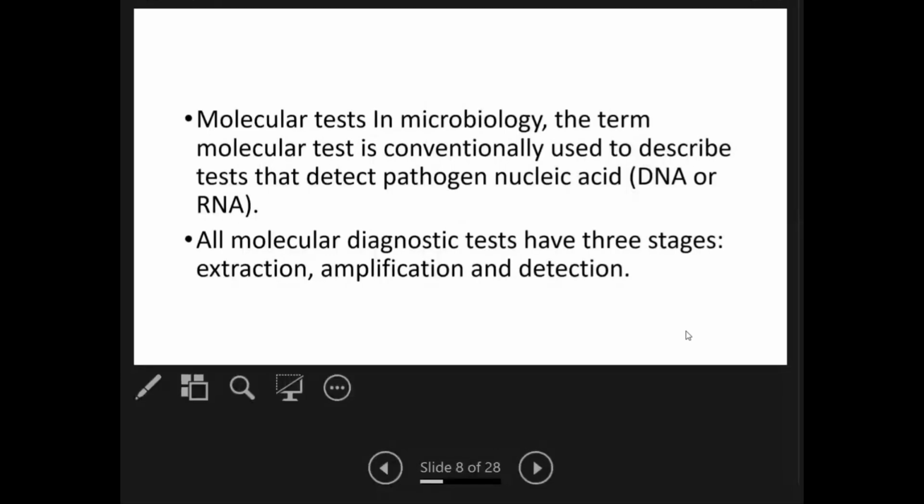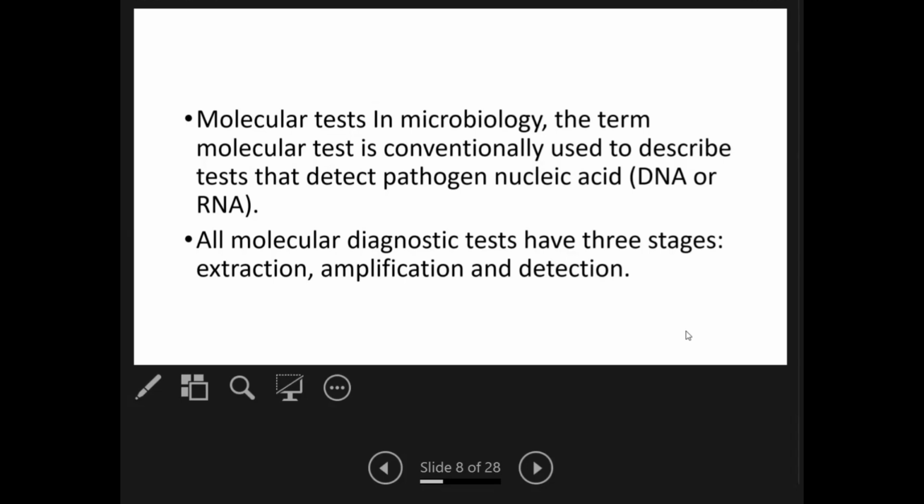And this is a very simple way to define a molecular test, but now we have a lot of other expansions of molecular testing, like whole genome sequencing as well. Now we are in an era where we can express the whole genome of a bacterium or a virus, which is very, very useful in detection as well as controlling the disease.